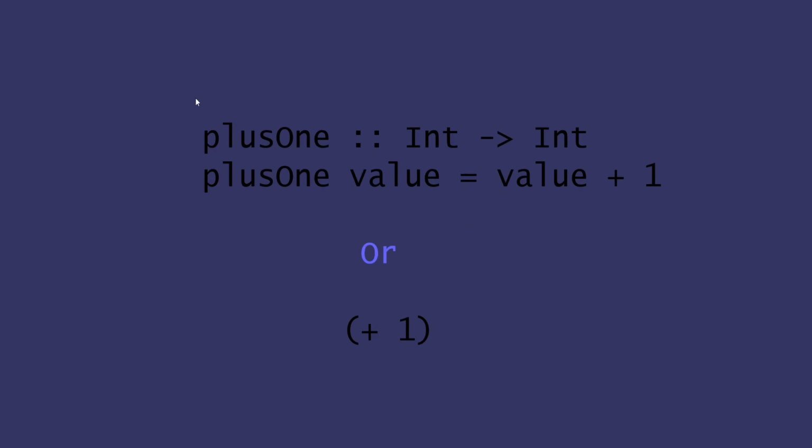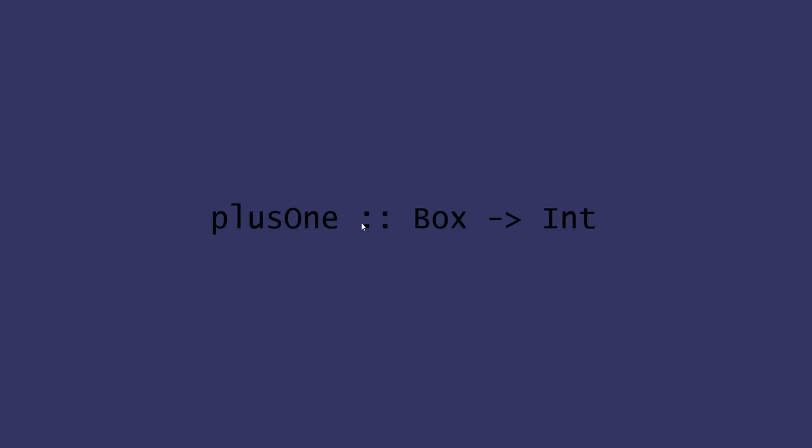Okay, so now let's try to do the same thing, but this time with a wrapped value. As you can see here, it makes an error. Why is that? Well, the function plus 1 does not see the value inside of the box. It only sees the box from the outside. If you look closer, plus 1 is just the name of the function. It doesn't even matter. But you can see that it takes in an integer and not a box, and returns an int.